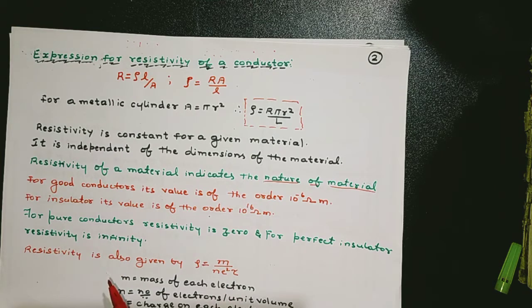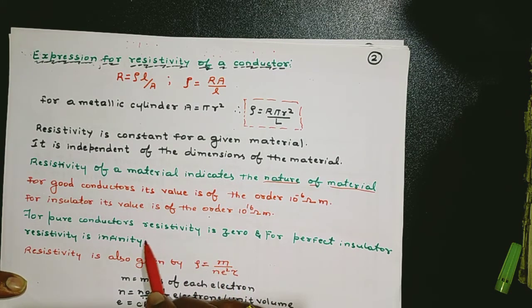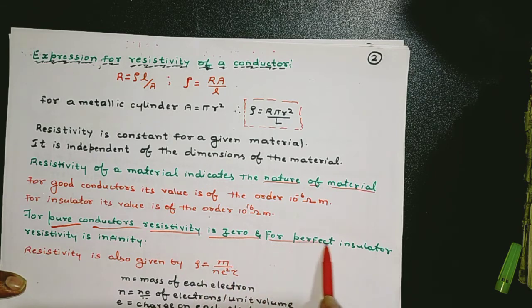See, this is a very important point from your entrance examination point of view, and also for 1 marks section. Kandita kelbahudu. For pure conductors, resistivity is 0, and for perfect insulator, resistivity is infinity. In fact, later on we will be deriving this.